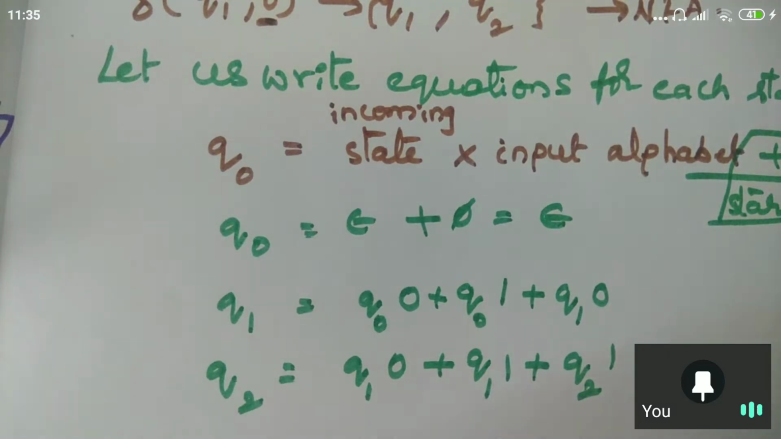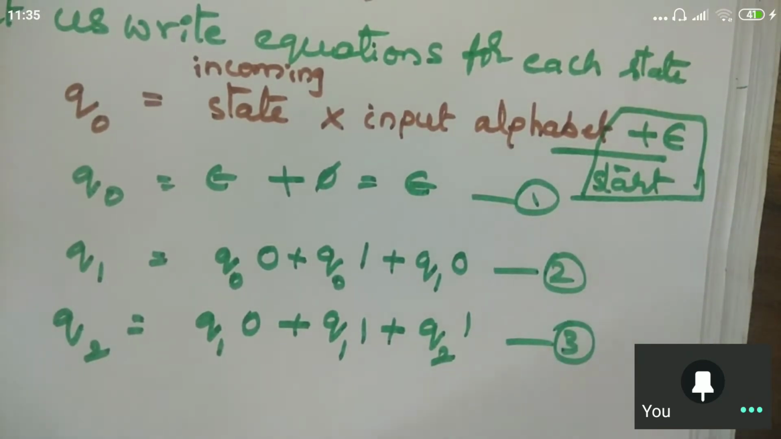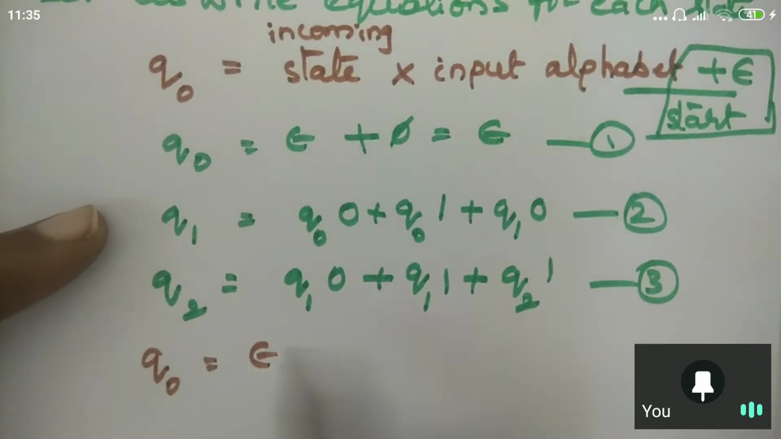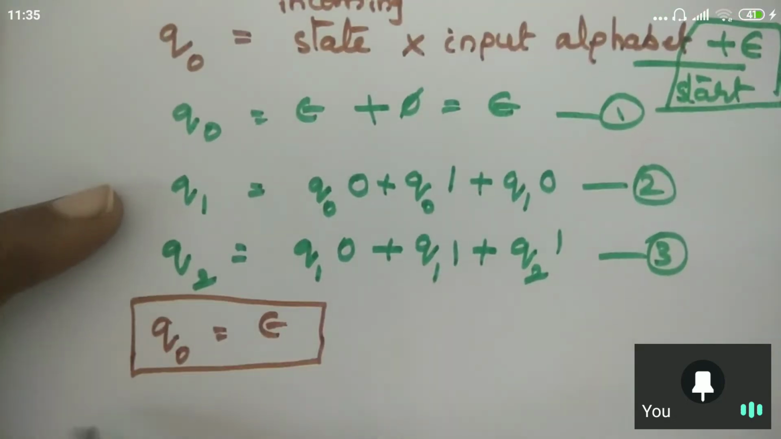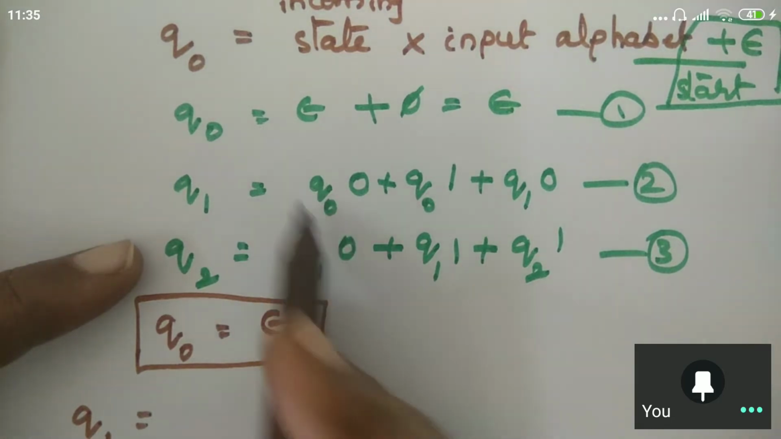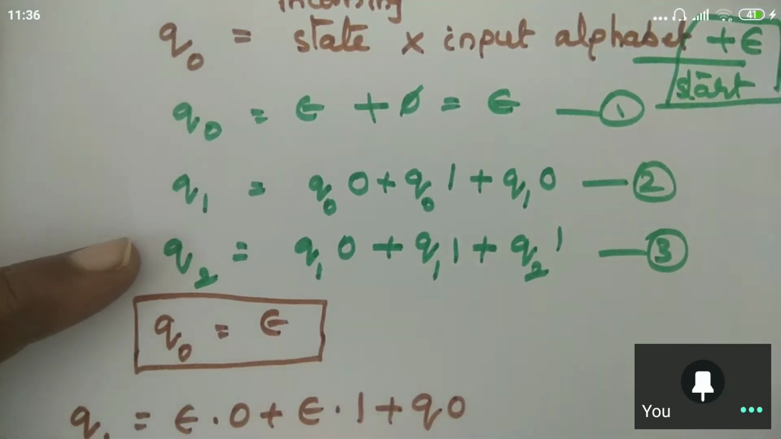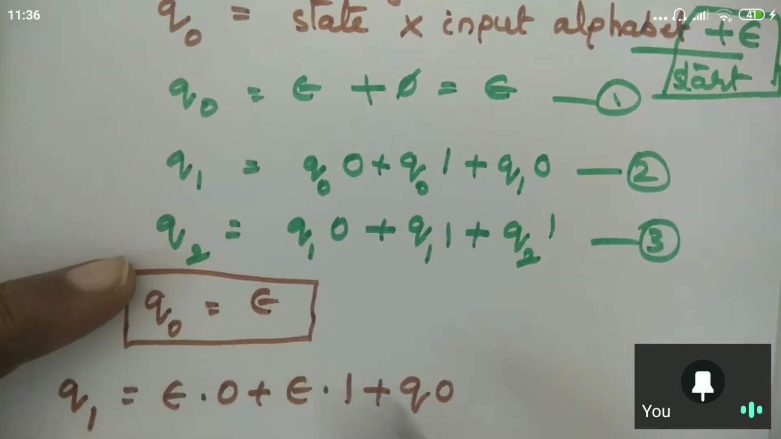Okay, so now let us name these equations as 1, 2 and 3. From equation 1, what is the value of Q0? Q0 value is epsilon. So this result I already have. Now let us substitute this value in the equation for Q1. Wherever I find Q0, I will substitute epsilon: epsilon into 0 plus epsilon into 1 plus Q1 0. I have just substituted epsilon in place of Q0.